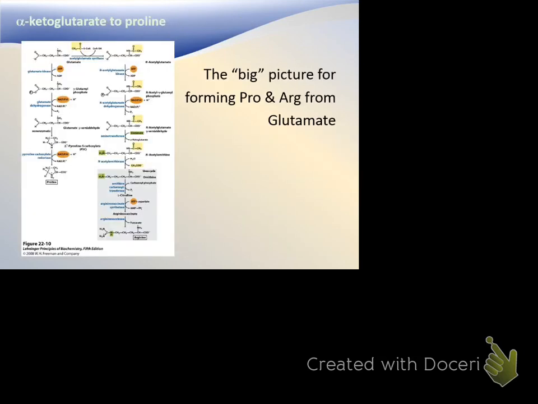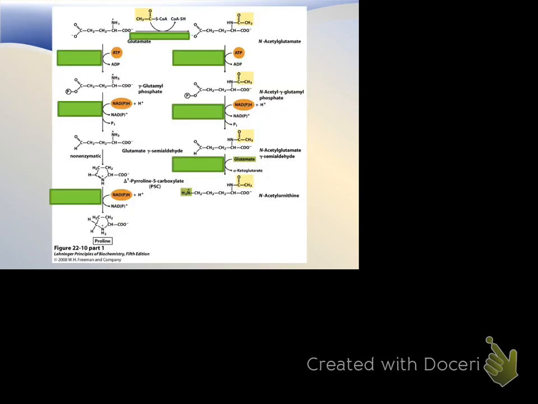This is the big picture. Don't worry, we're going to blow it up into individual steps. But proline and arginine, most people don't realize that they are related. They look nothing alike, but they come from the same ancestral beginnings, I guess, of the biochemical pathway, metabolic pathway. So it starts with glutamate.